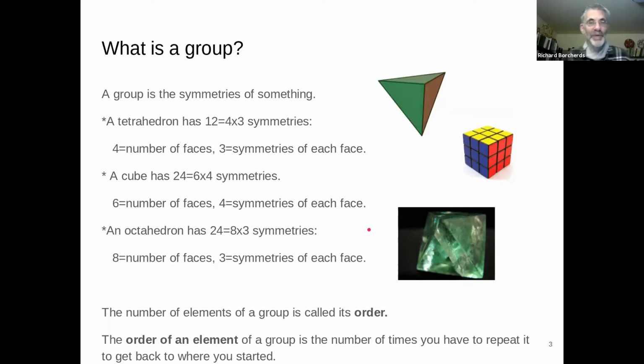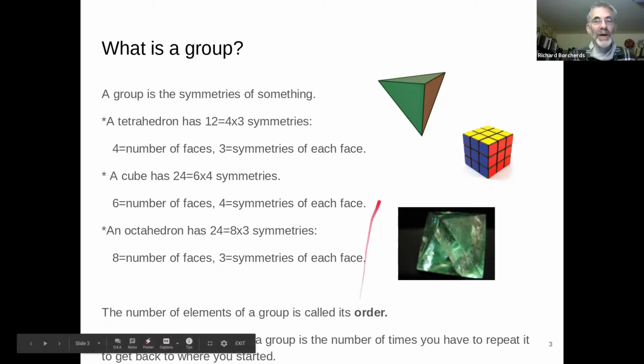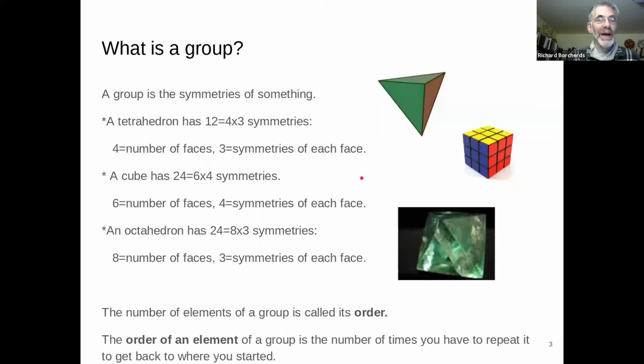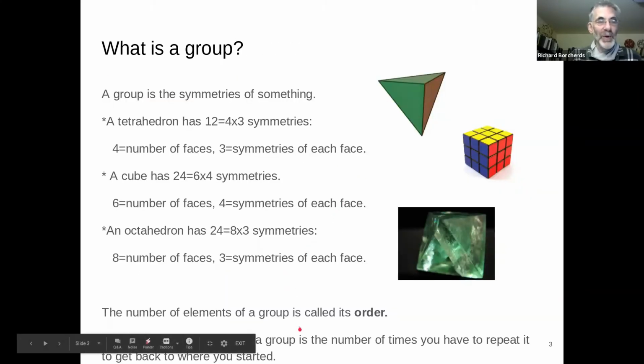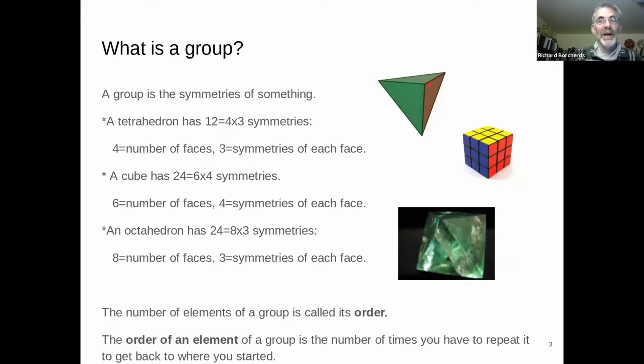So just recall from the group theory course, the number of elements in a group, which is the number of symmetries, is called its order. So for instance, the symmetries of a tetrahedron has order 12. And you also need the order of an element of a group, which is the number of times you have to repeat it to get back where you started. So for example, if we rotate a tetrahedron by fixing one of the vertices, if we do that 3 times, we get back to where we started. So that element is order 3.